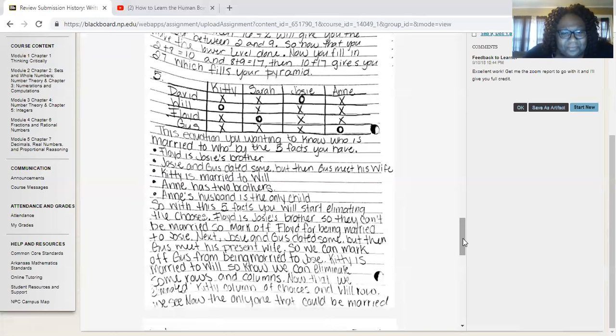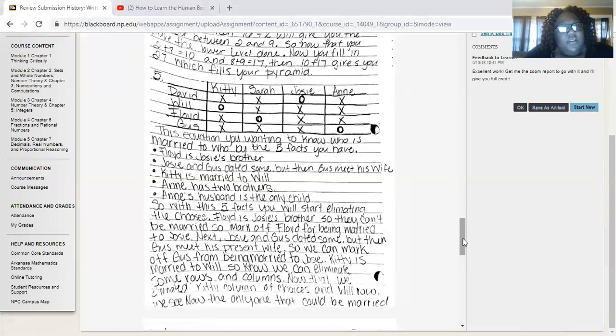Okay, so you have 4 guys and 4 women. Here are 5 facts to help you figure out who is married to who. As you can see, the circles mean who is married to who, and the X's are eliminated. I'm going to show you how I found out Will is married to Kitty, Floyd is married to Sarah, David is married to Josie, and Gus is married to Ann.